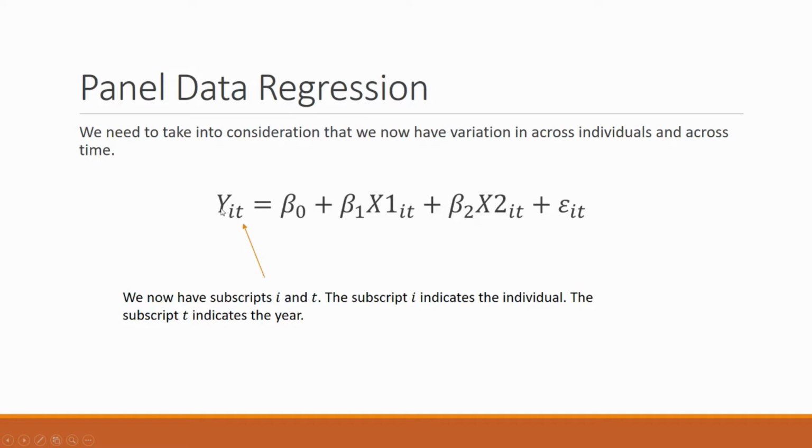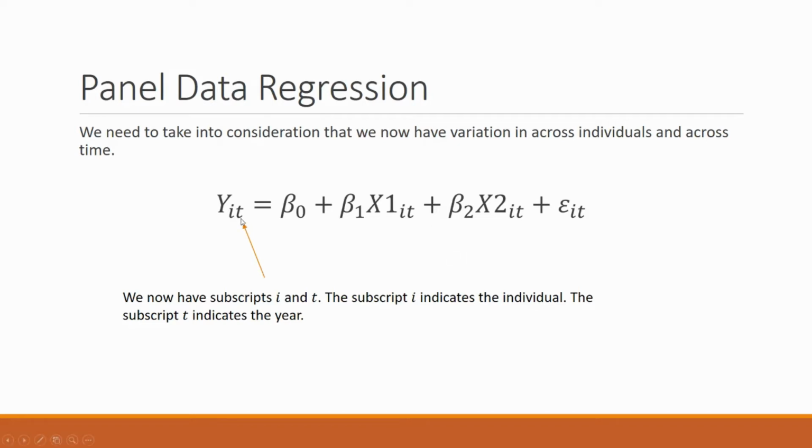You can see here on the dependent variable, it has a subscript i and a subscript t. Now, in the past, we're used to seeing the subscript i. The subscript i indicates that this dependent variable takes different values depending on what person it is. So the subscript i indicates the individual. So person 1 will have a different dependent variable than person 2 and person 3, etc. A different value for the dependent variable, I should say.